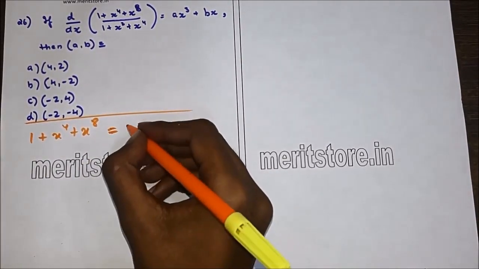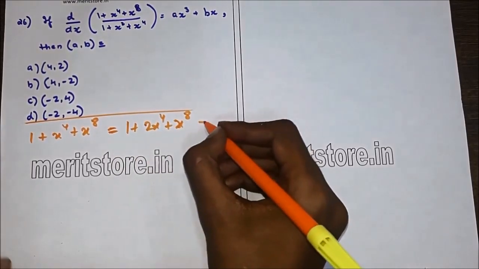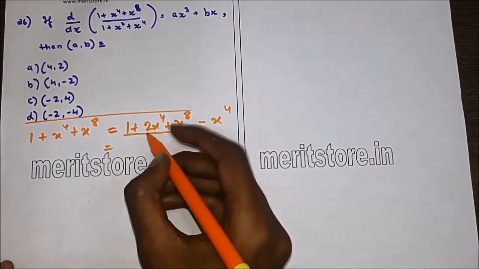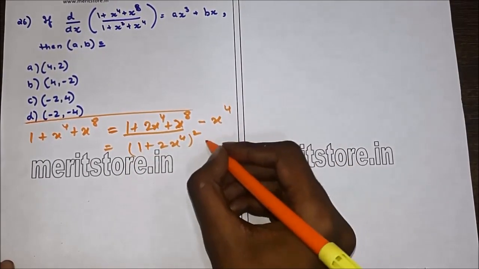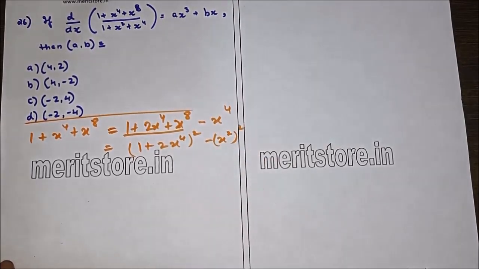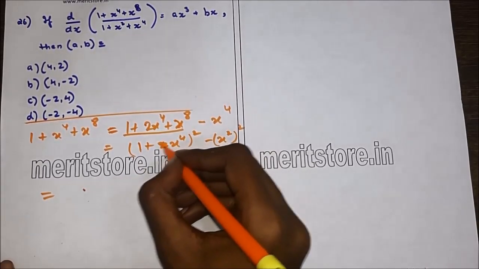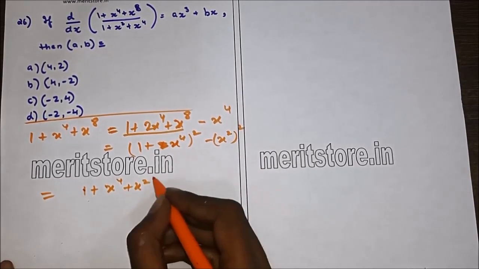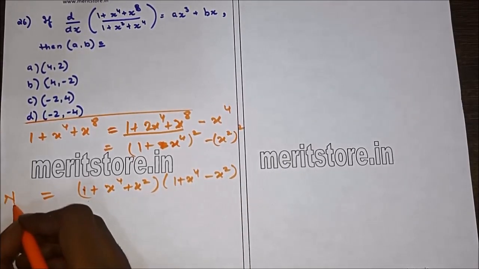We can write this as 1 plus 2x raised to 4 plus x raised to 8 minus x raised to 4. So this is the same as 1 plus 2x raised to 4 the whole square minus x square the whole square. So this is in the form of a plus b, a minus b, that is a square minus b square. So this can be written as 1 plus x raised to 4 plus x square into 1 plus x raised to 4 minus x square. So this is the numerator.